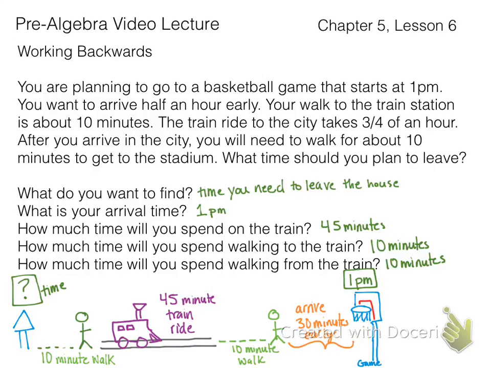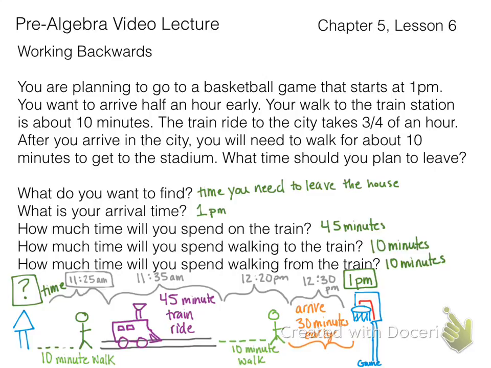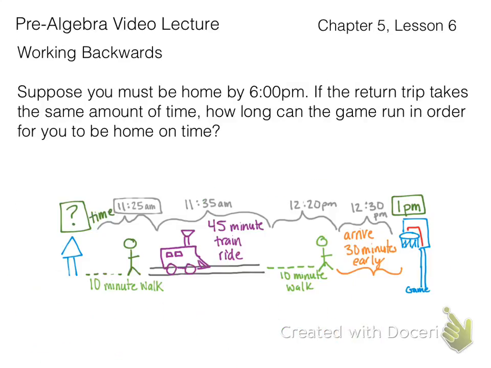So if you want to arrive at the game half an hour early, you're really going to get there at 12:30, even though the game starts at 1 p.m. Now, if you go backwards again 10 minutes, that's when you got off the train, so it would be 12:20. Then, if you wanted to figure out what time you got onto the train, you'd have to go back another 45 minutes, which would get you to 11:35 a.m. And then 10 minutes before that is when you left your house, which was 11:25 a.m. Got it? Good.